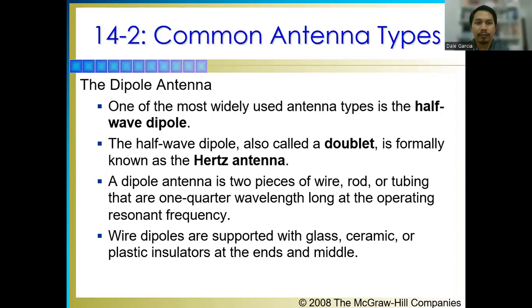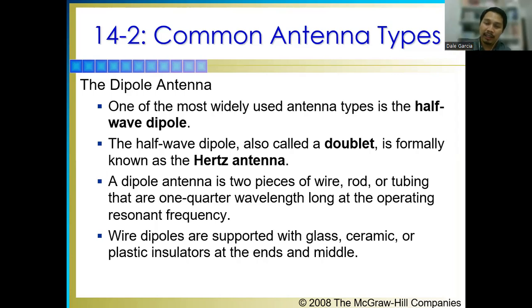So what is a dipole antenna? One of the most widely used antennas is the half-wave dipole. If it is called a dipole, it is a half-wave. The half-wave dipole or the doublet is formerly known as the Hertz antenna. Okay. So those are its names, but it is a category and does not yet appeal to the physical implementation. The names differ, but half-wave dipole, doublet, Hertz antenna are all the same.